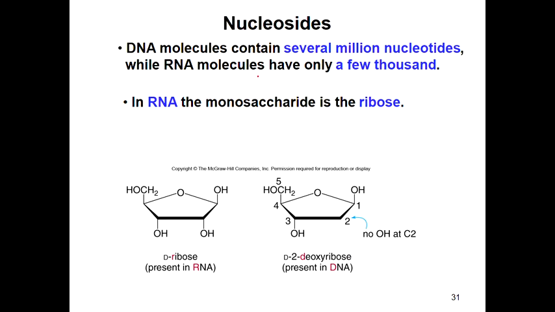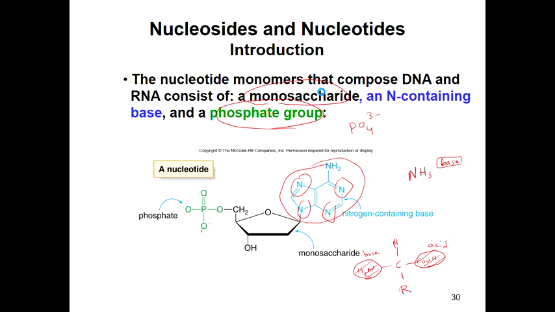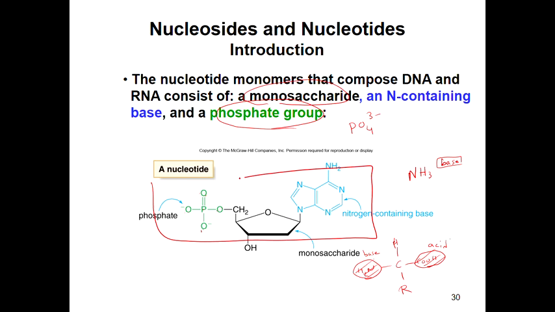Whenever we are going to find the difference between DNA and RNA, we may say DNA is composed of millions of nucleotides, but RNA has only a few thousand nucleotides. So nucleotides means this structure. Millions of these make DNA, a few thousand make RNA.